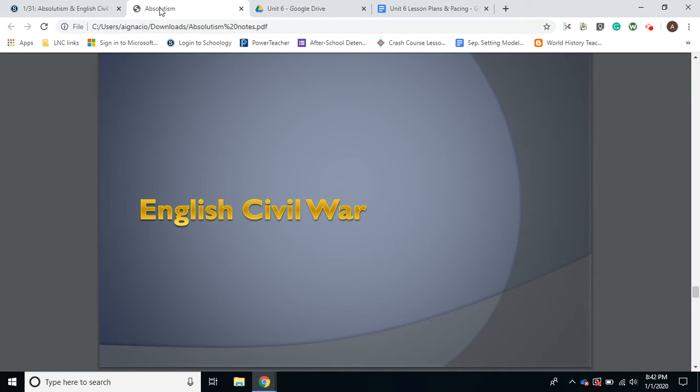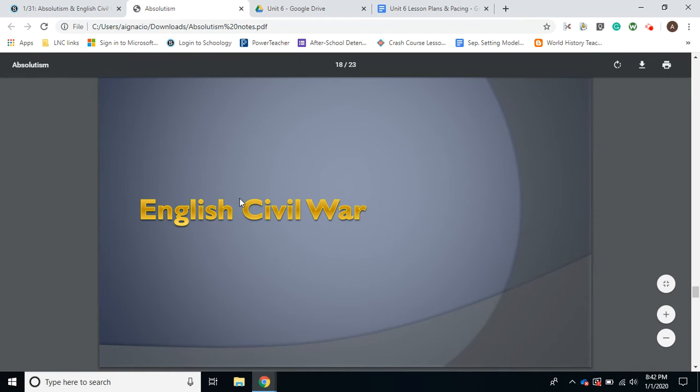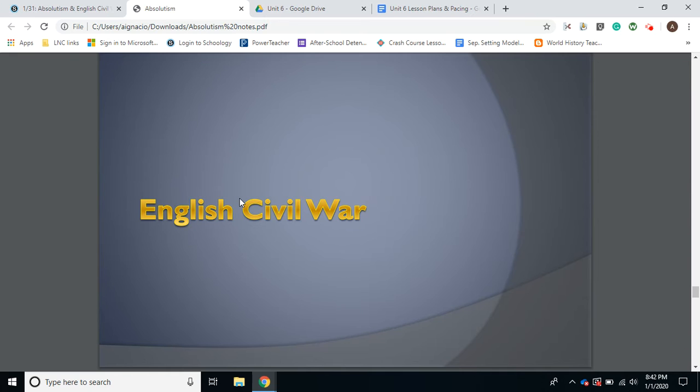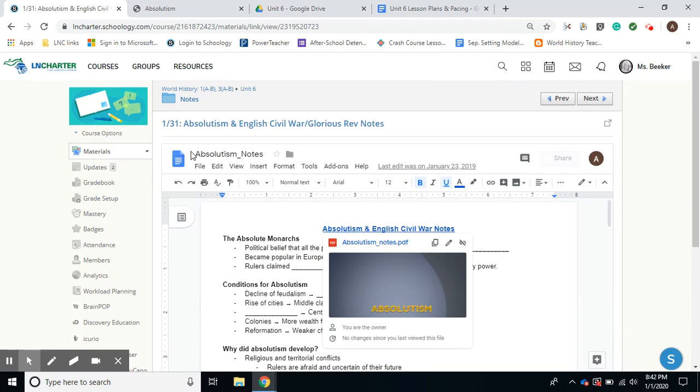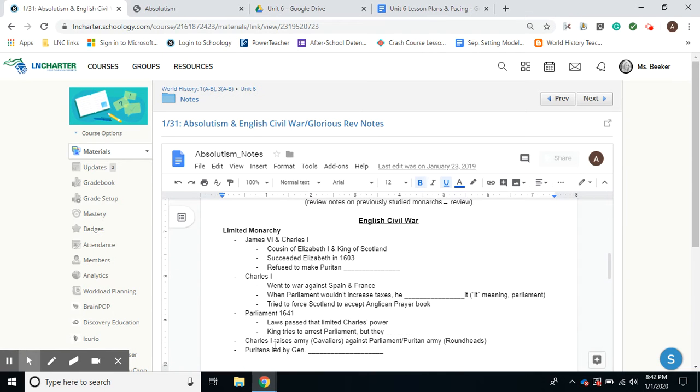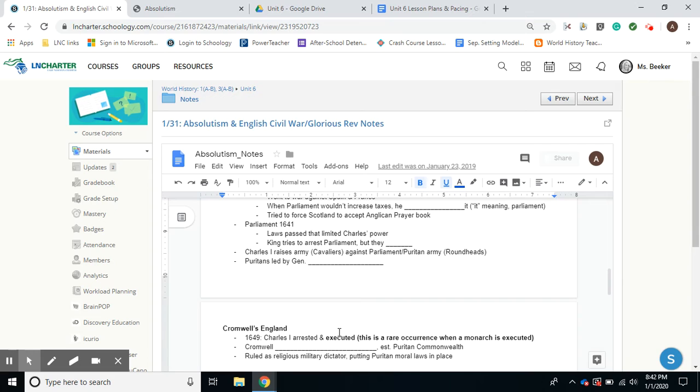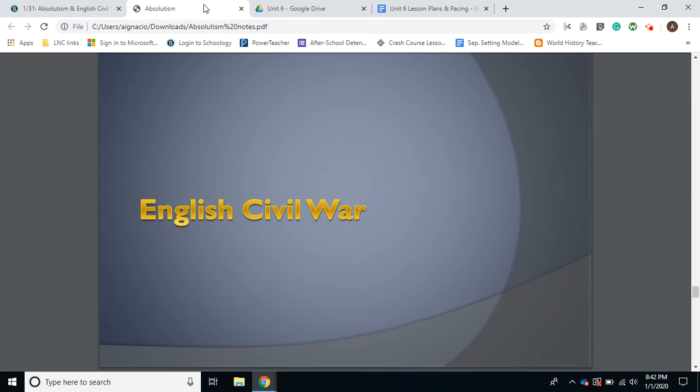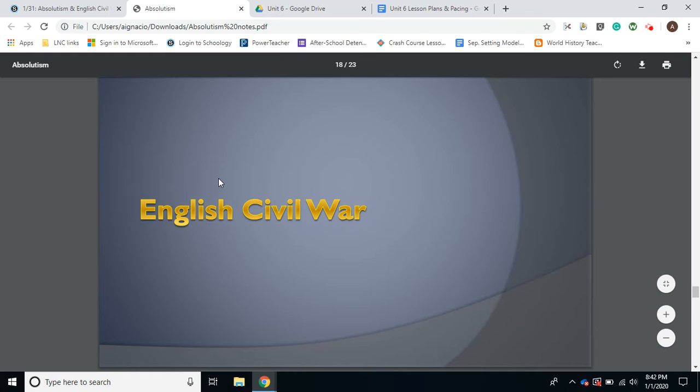If you scroll down about midway through the notes, you should be able to find this. Once again, you already have these notes from January 31st, so you should be able to look in your Google Drive. You've already made a copy of them, so continue them right here where it says English Civil War. This is where we are picking it up. I'm doing this a little different. Usually I put this together, but we split it up this year just to make things a little bit easier on you guys.